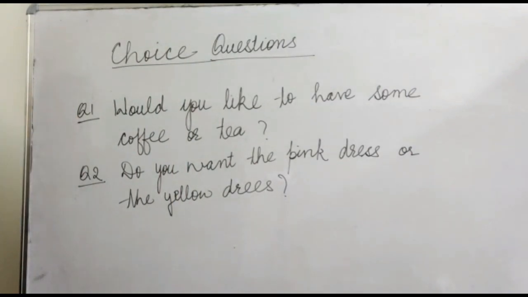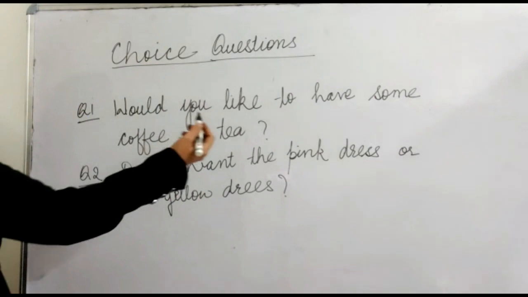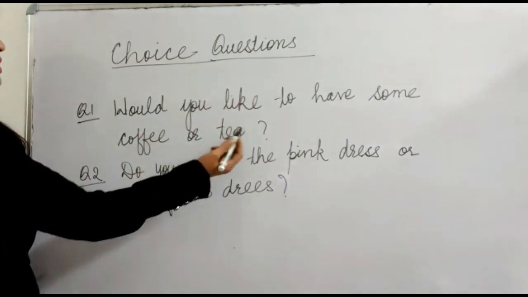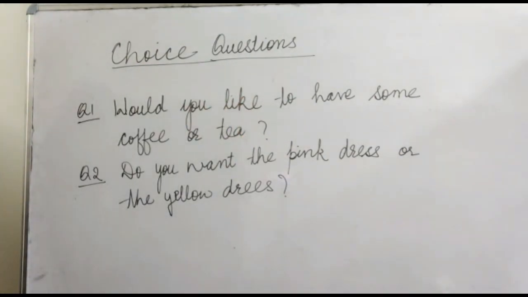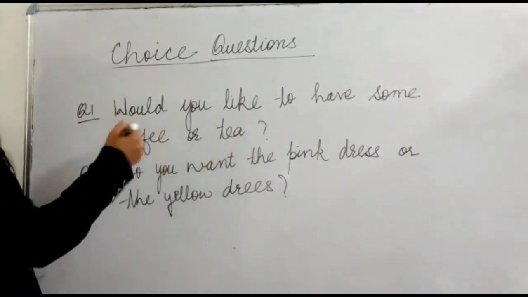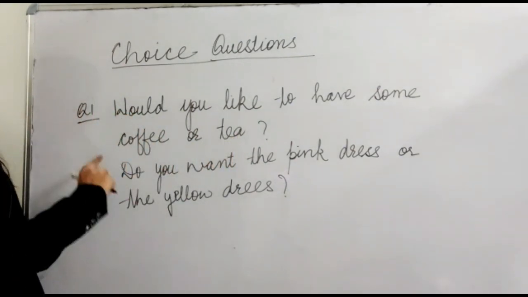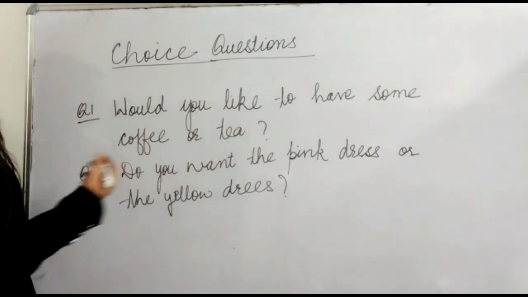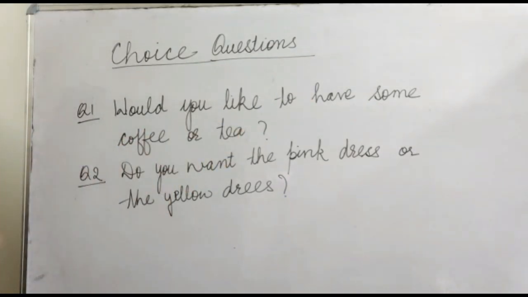The first sentence here is, would you like to have some coffee or tea? Now you are given the choice. You can have the coffee or you can have the tea. You have to choose one thing out of these two. This is a choice question.